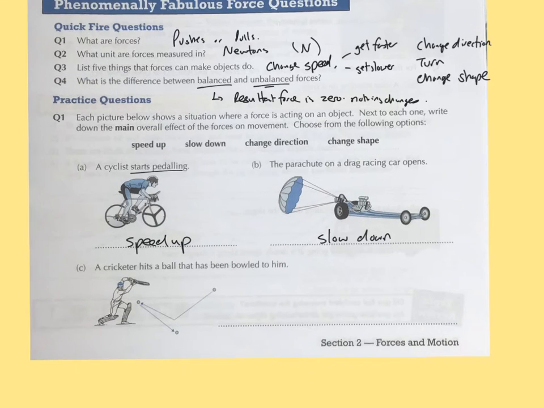A batsman hits a ball that has been bowled to him. It's actually going to temporarily slow down, then rapidly speed up, but I think the key thing here is it's making it change direction. That's the main effect. The ball will probably squash slightly during the collision, so it also changes shape a little bit whilst it's happening, but it does say what is the main overall effect.